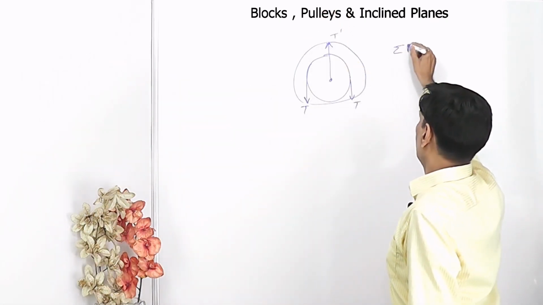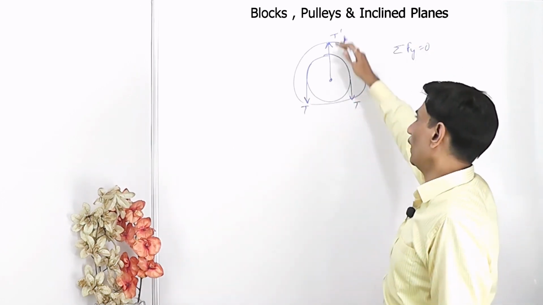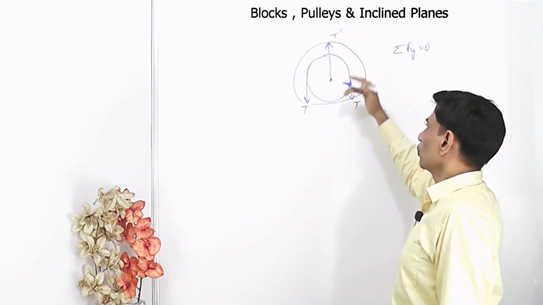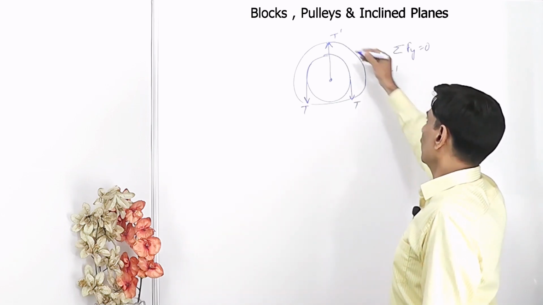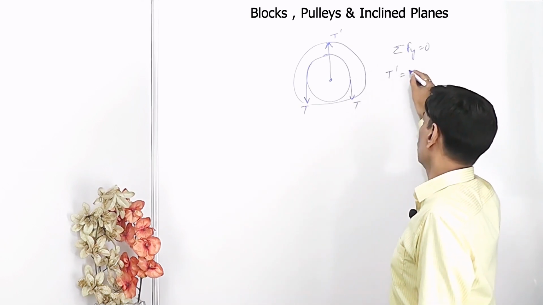So the summation of forces along the y-axis is equal to 0. That is, the net force along the y-axis is 0; it is not moving in the upward or downward direction. So the upward forces have to equal the downward forces. Upward force is T dash, downward forces are two. Now T is here, T is here, so this is going to be 2T.